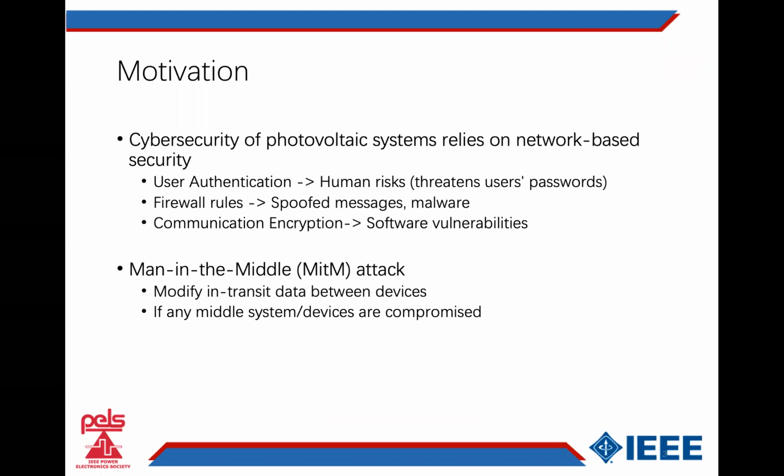Currently, the cybersecurity of PV systems still relies on network-based security postures such as user authentication, firewall, and communication encryption. However, human risks exist, for example, phishing attacks on a specific user. Firewall rules cannot detect the spoofed message or malware. And software vulnerabilities allow attackers to bypass the protection method. Especially, a man-in-the-middle attack can modify critical in-transit data between devices if any system or devices are compromised.